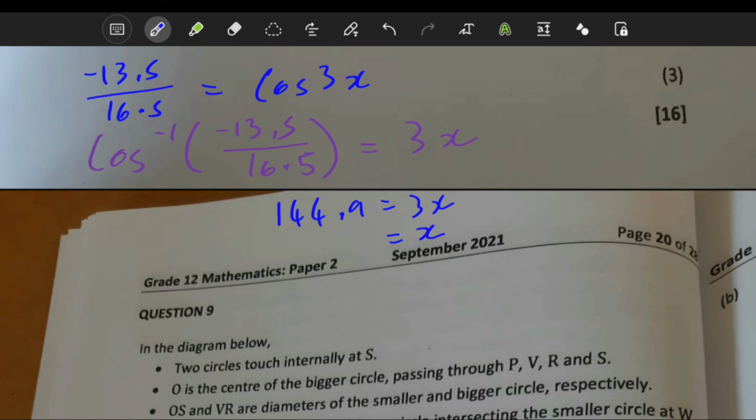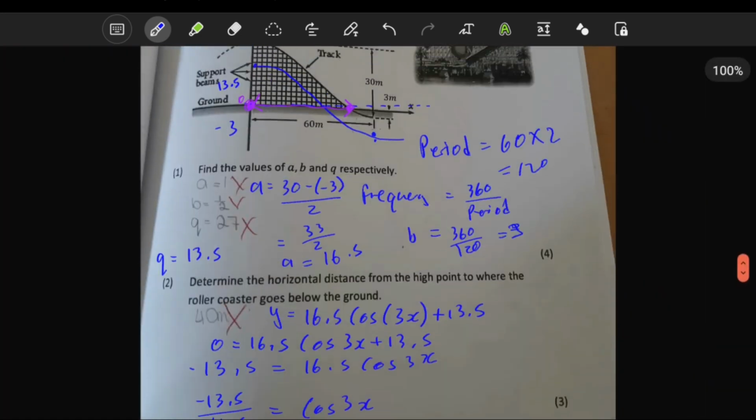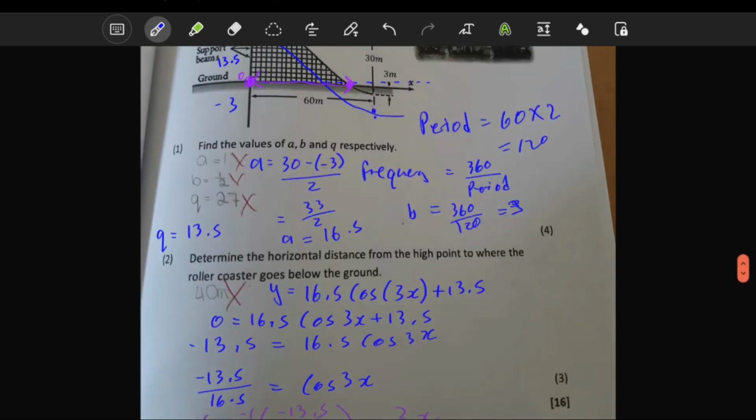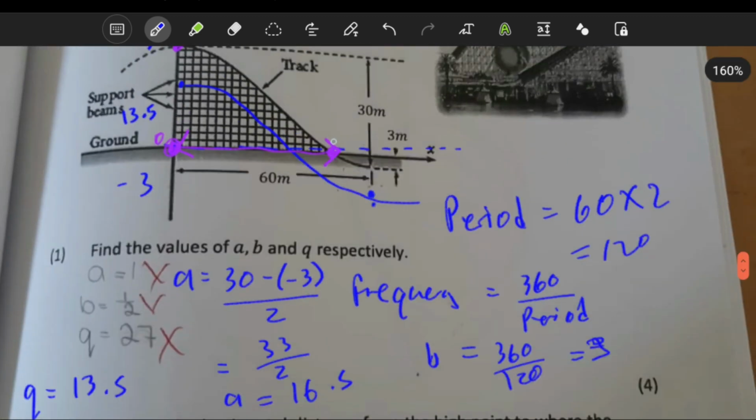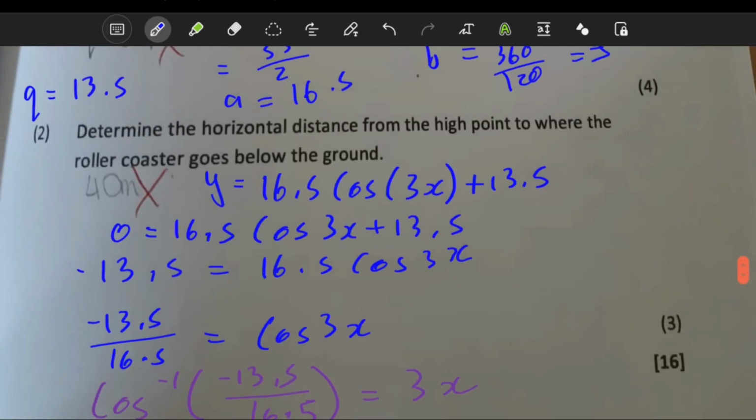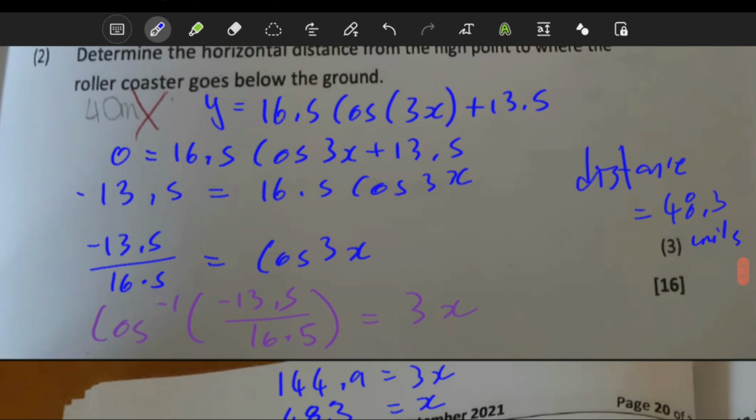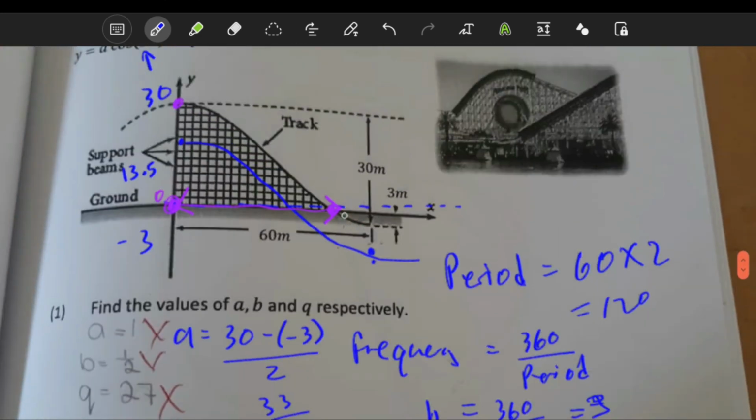Oh, nice. Thank you so much, calculator, for doing the things for us. So 144.9 divided by 3 is 48.3. That's definitely believable. 48.3, which is like 48. There we go. So we now know that this x value here is around 48.3. So the distance equals 48.3 units, because we have basically gotten the x-intercept of the graph over there.